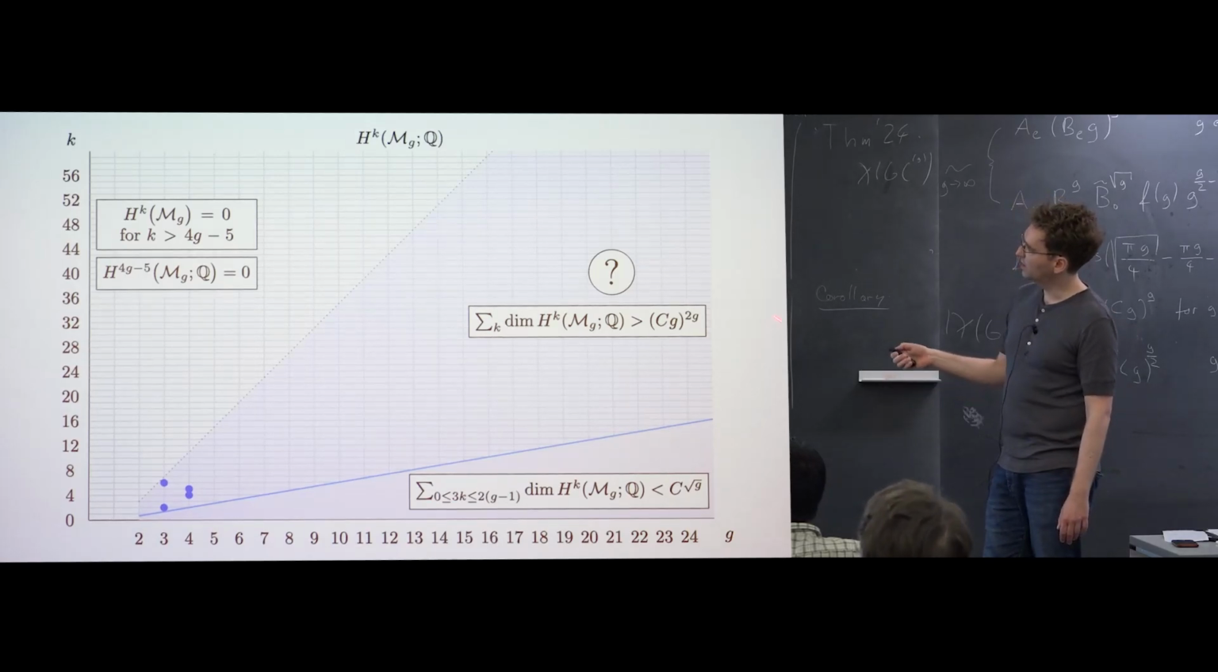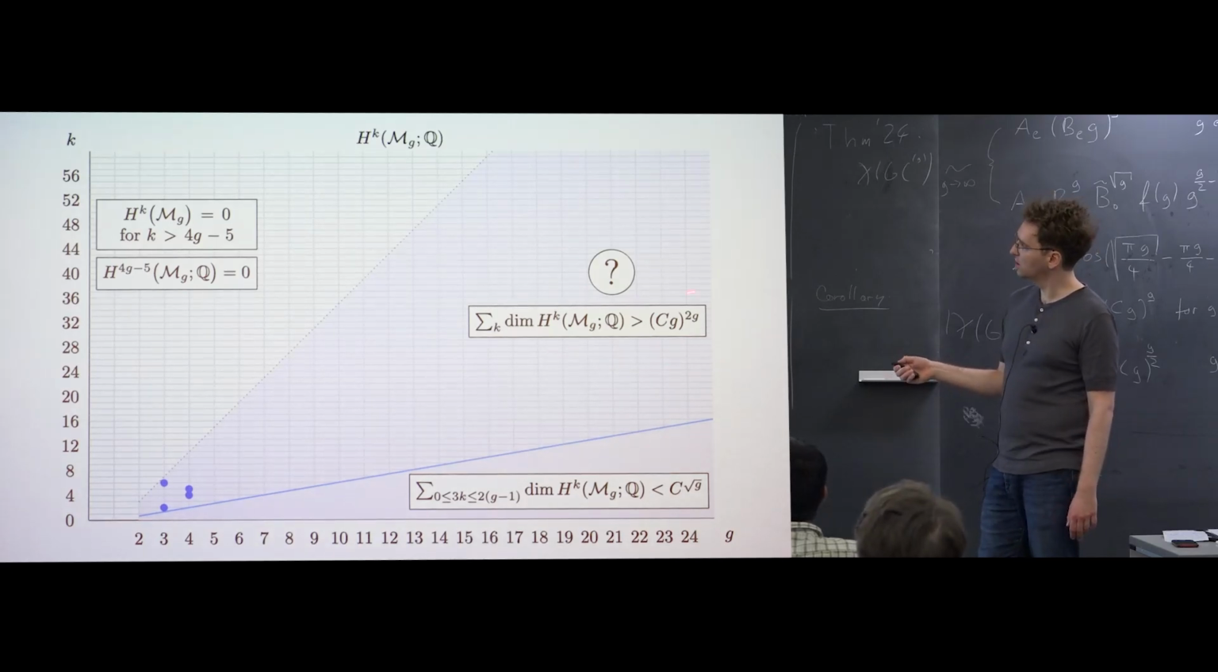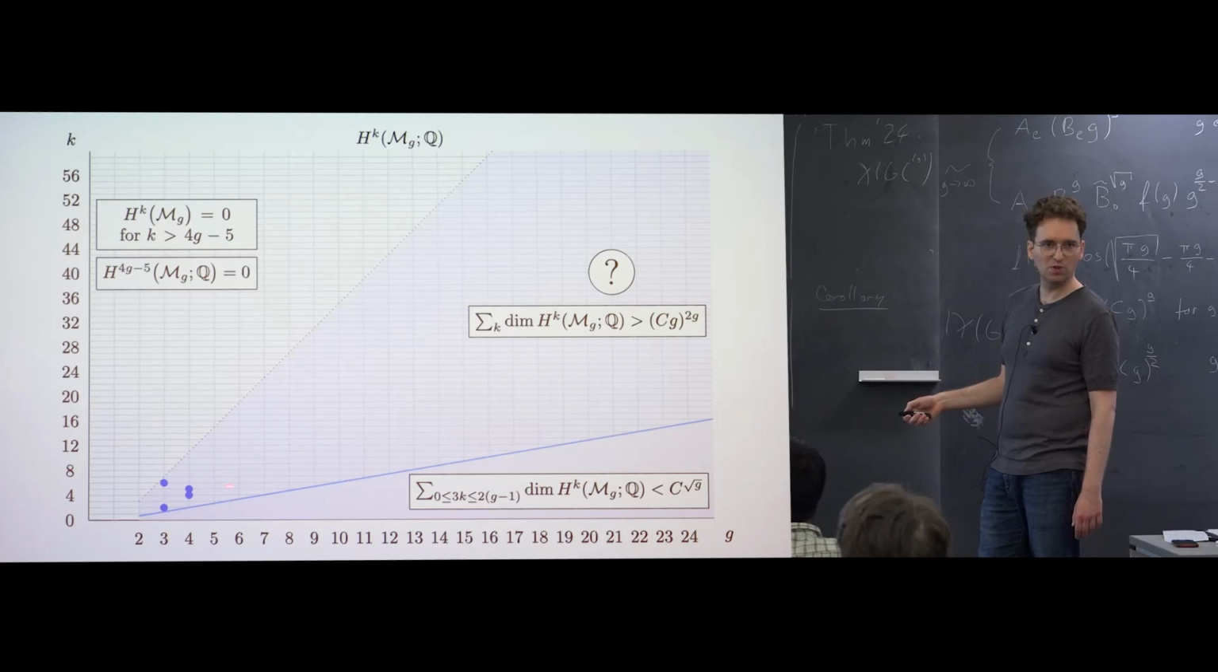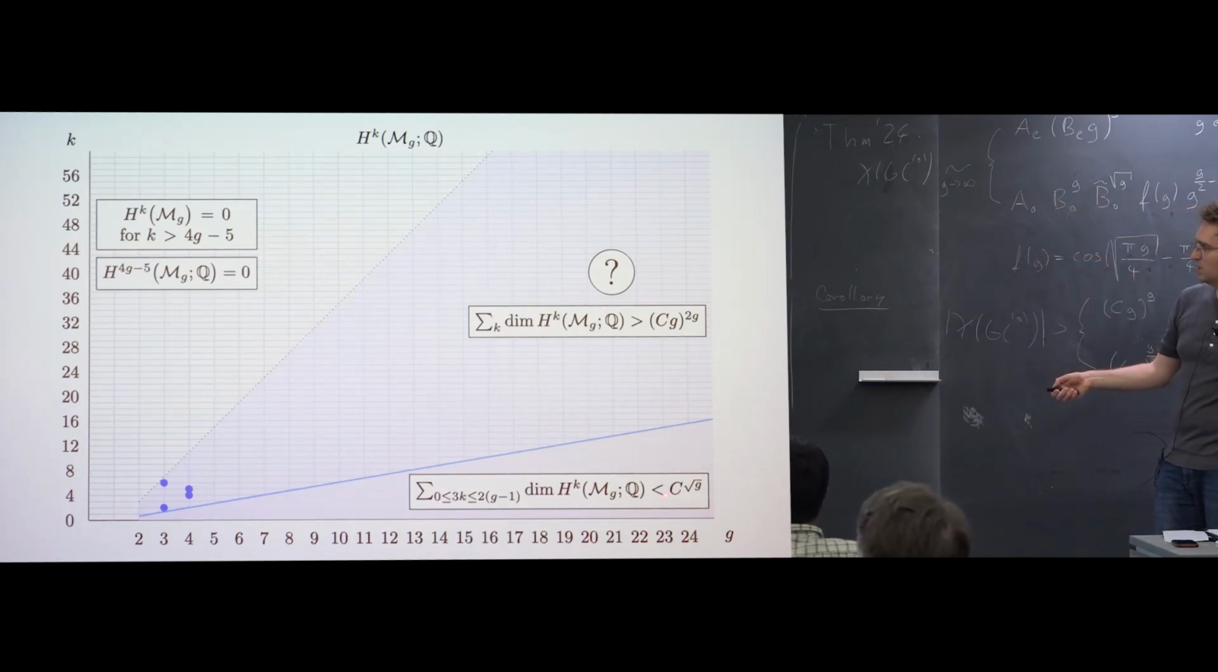Here in this big shaded region, nothing is really known, except this Harer-Zagier result that shows that everything grows with C times g to the power of 2g. So there's lots of stuff going on where this question mark is, but these 4 classes here were known before the pandemic. So this was the only thing that was known about the cohomology before the Chan-Galatius-Payne result. And here I also illustrated that the stable cohomology grows less than exponentially, with some constant to the power of square root g.